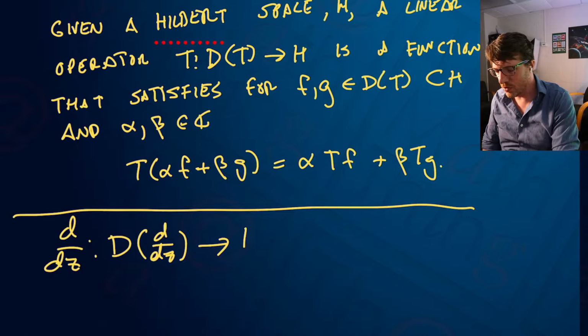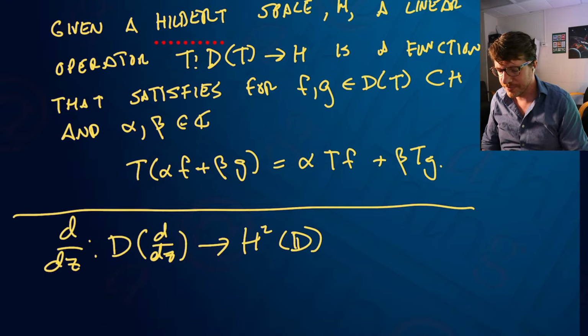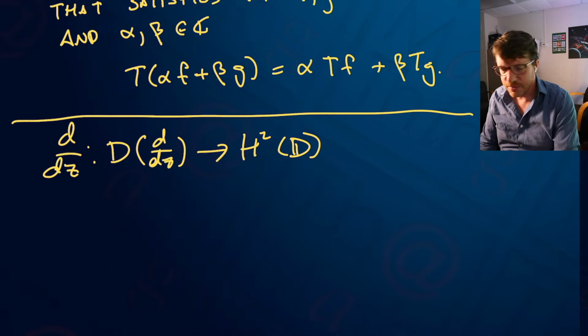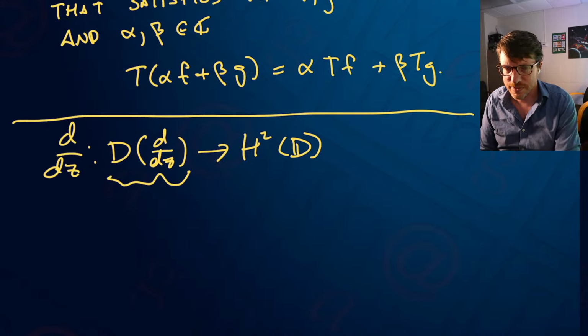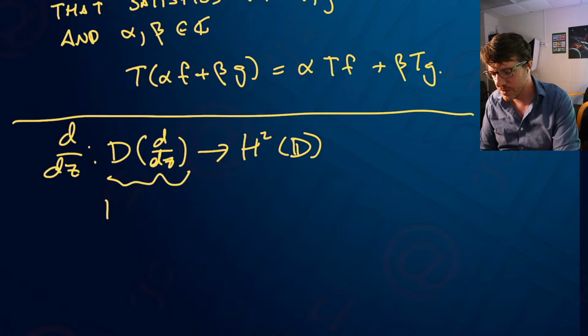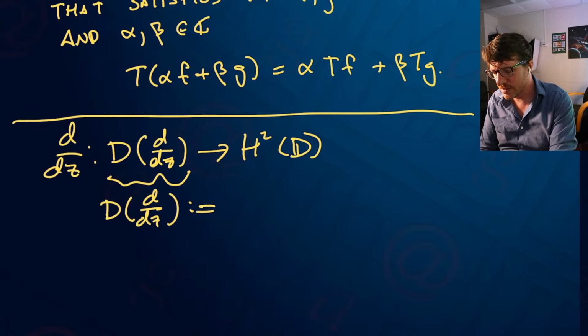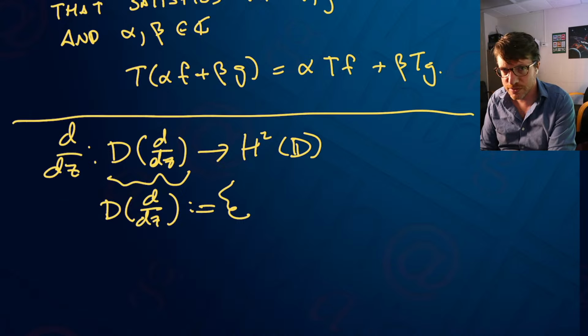Let's just give it over, say, H2 of the disk, or the Hardy space. And so in here, it does what you think it does. But we still need to define, in order to be proper, a subspace of H. And so what I'll do right now, I could define this to be the set of polynomials, and then we would work off of that.